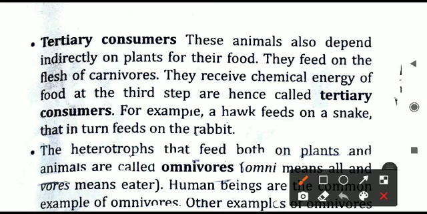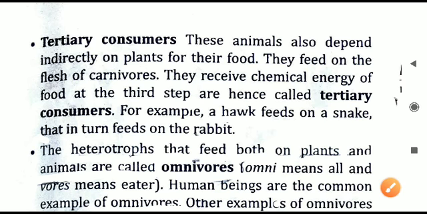So let us see the example, like a snake. Snake is eating frog, and frog is eating something else like insects and all, and insects are eating the plants. So that is how the food chain becomes here. So that is called the tertiary consumers, which are eating the flesh of the carnivores.